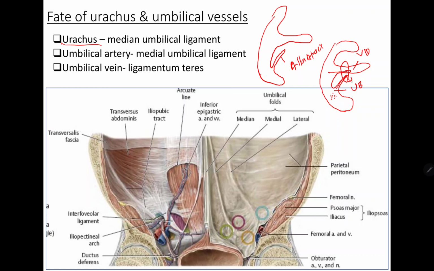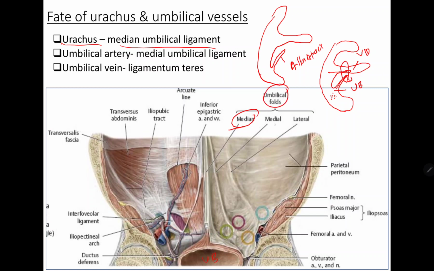Okay, then what is the fate of these structures after the birth? So urachus will form the median umbilical ligament. So here, this was the urachus, and you can see the urinary bladder is formed here. Once the urinary bladder is formed, there is no need for this particular communication, so this communication will get obliterated and form the median umbilical fold.